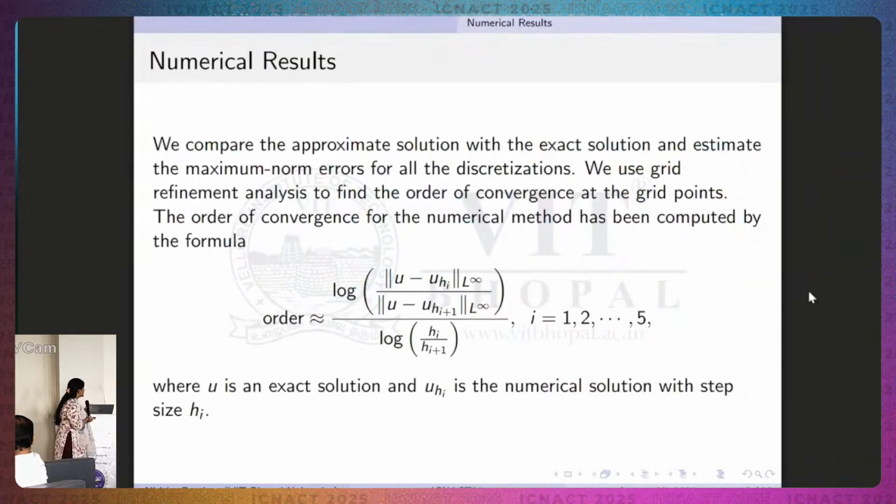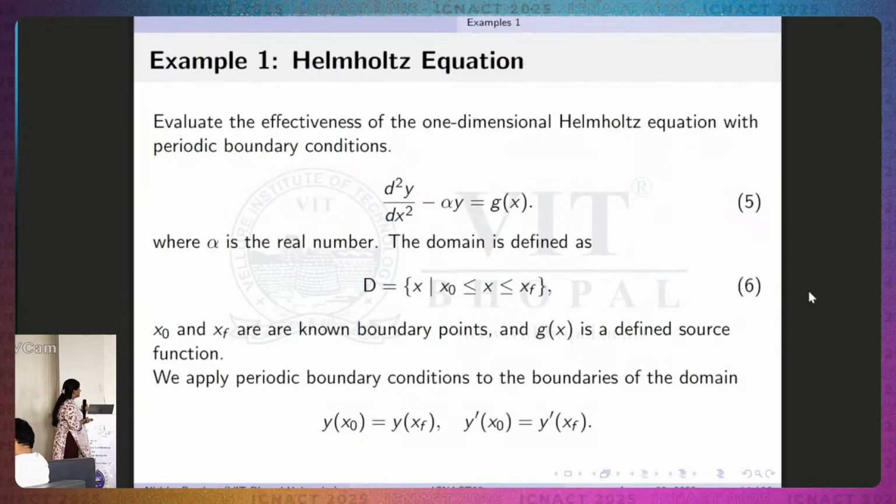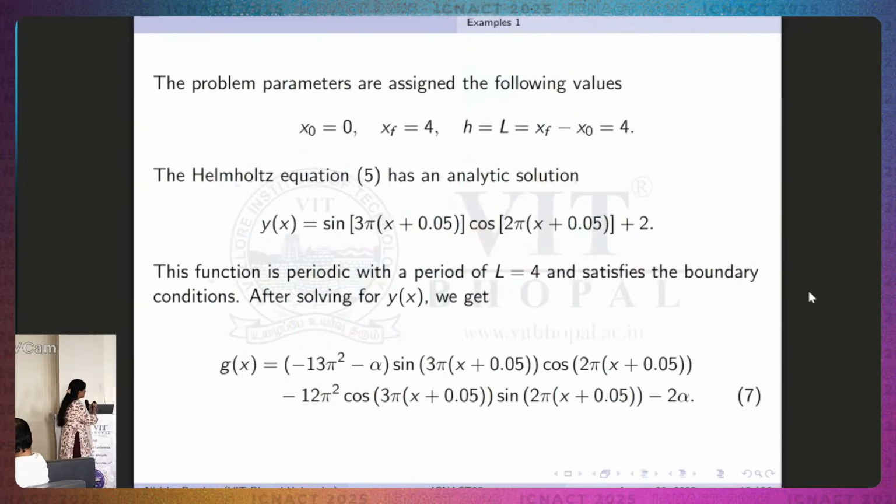So for numerical results, we compare the approximate solution with the exact solution and estimate the maximum log error. And for the order of convergence of the numerical method, we compute this formula, where U represents the exact solution and U_h represents the numerically computed solution with step size h. Now we take example 1, a one-dimensional equation with periodic boundary condition. We have parameters like this, and this is our exact solution.